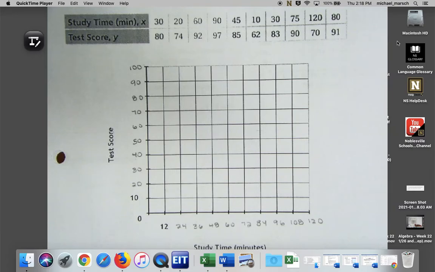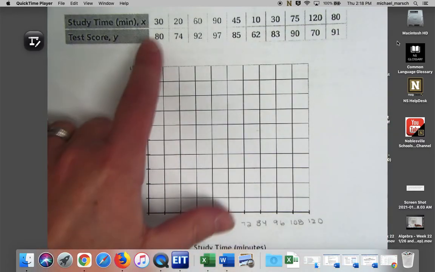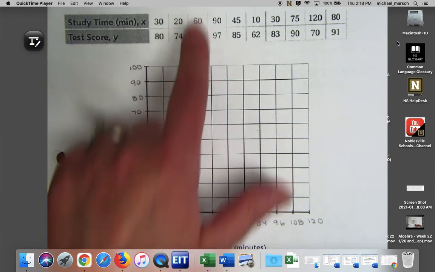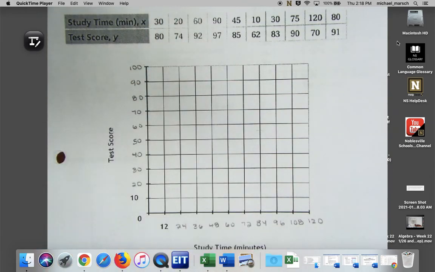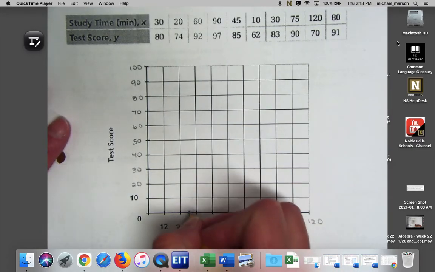Okay, fill in these scatter plots, guys. This is your X, this is your Y, so these make all the different ordered pairs. Go ahead and scatter them. So you're going to have to do some estimating here.